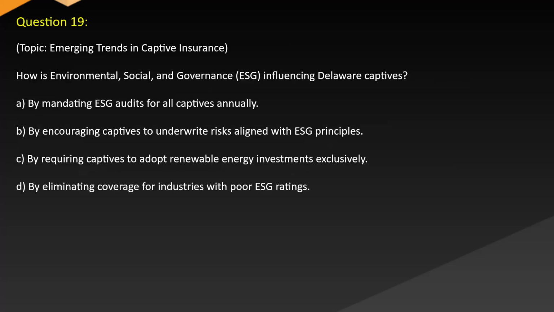Question 19. Topic: Emerging trends in captive insurance. How is environmental, social, and governance (ESG) influencing Delaware captives? A. By mandating ESG audits for all captives annually. B. By encouraging captives to underwrite risks aligned with ESG principles. C. By requiring captives to adopt renewable energy investments exclusively. D. By eliminating coverage for industries with poor ESG ratings.